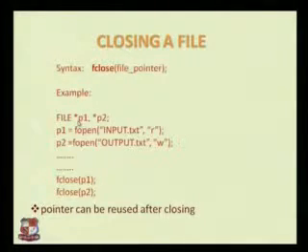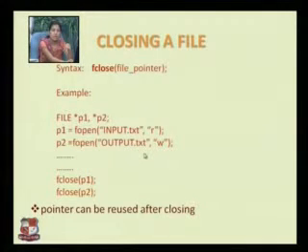Suppose there are two pointers p1 and p2, by which we are using two files. That file is input.txt and the second file is output.txt. There are two files and the pointers of them are p1 and p2. So p1 is fopen of input.txt, which we are opening in read mode, and the second is p2 fopen output.txt, which means the second file is opened in write mode, and you are using the p2 pointer for that.